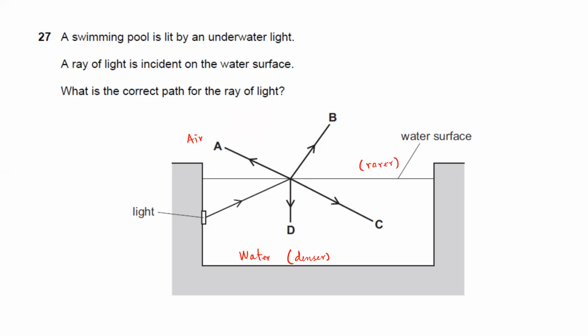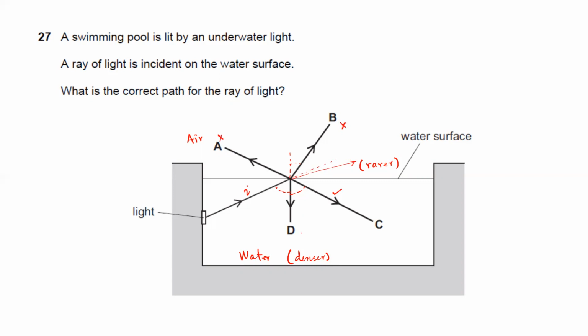So the light ray is passing from a denser medium to a rarer medium. Which part is correct? This is my incident light, so there will be some sort of reflection of light as well. And what will happen? Denser to rarer, away from the normal. So this is the normal, and it will flow something like this, away from the normal. So answer B would not be the case.